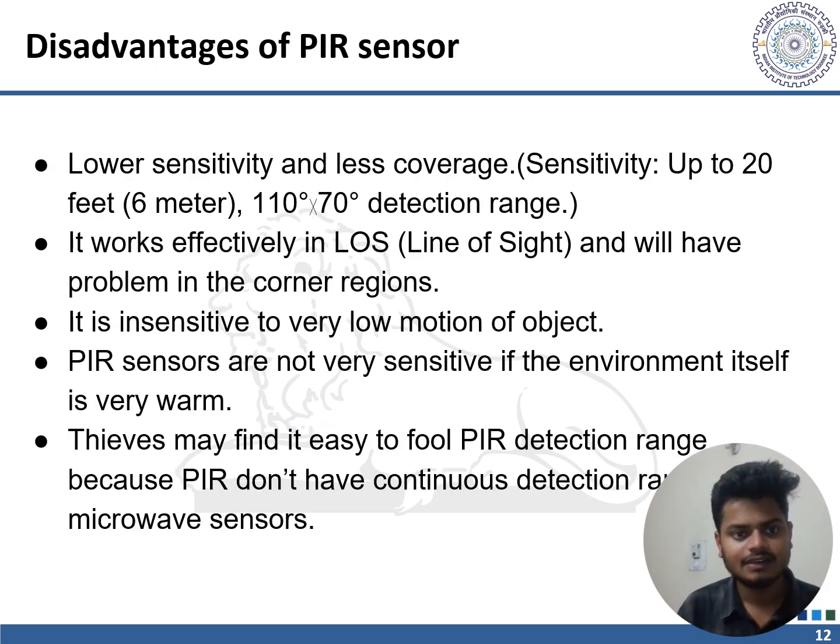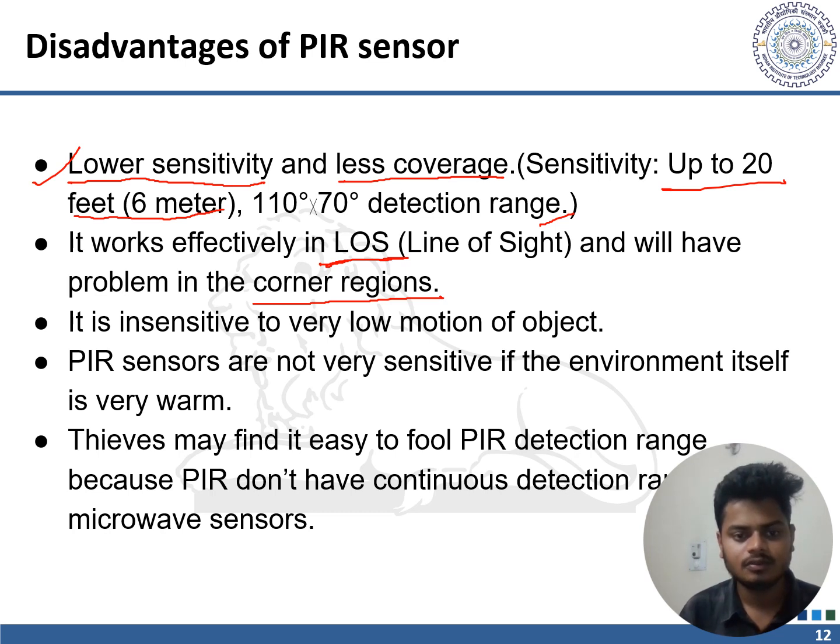Now we see the disadvantages of PIR sensor. And the first and most important disadvantage is lower sensitivity and less coverage. We can detect up to only 20 feet or 6 meter with PIR sensor, and the coverage of this PIR sensor is 110 degree into 70 degree. It works effectively only in the line of sight. We have problem in detection on the corner regions.